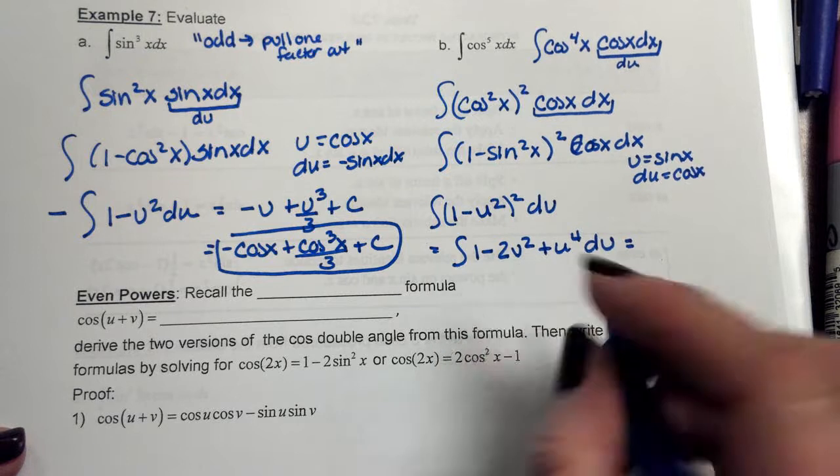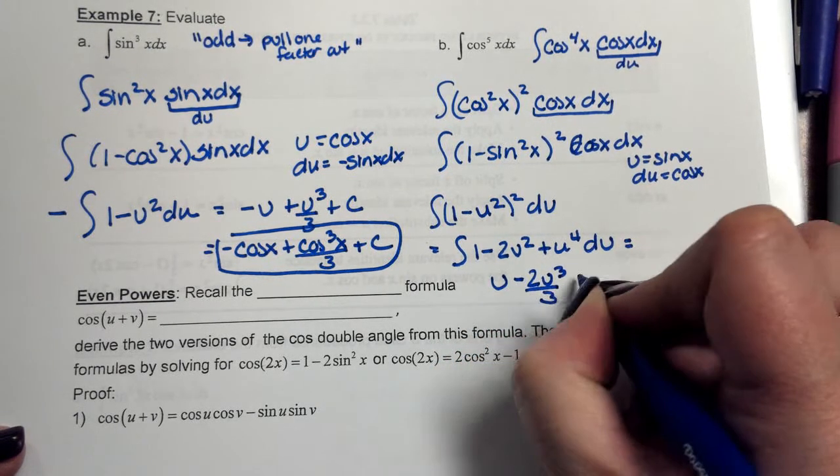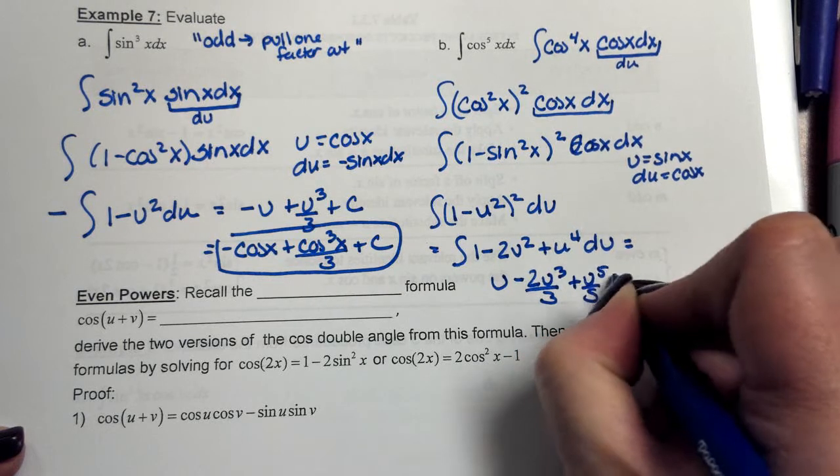So now I'm ready to integrate. So I have the integral of u minus 2u to the third over 3 plus u to the fifth over 5 plus c.